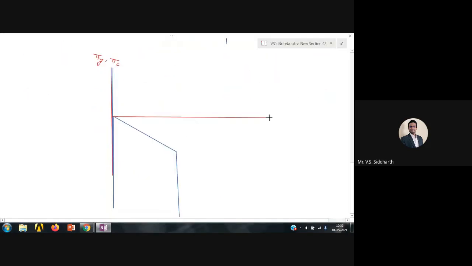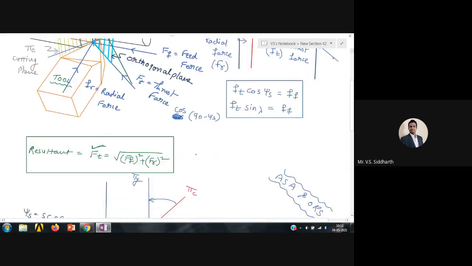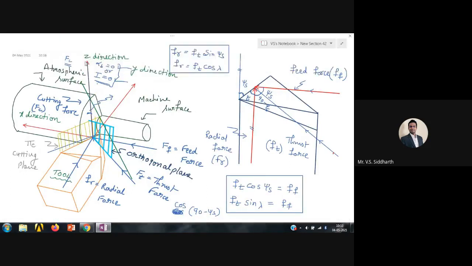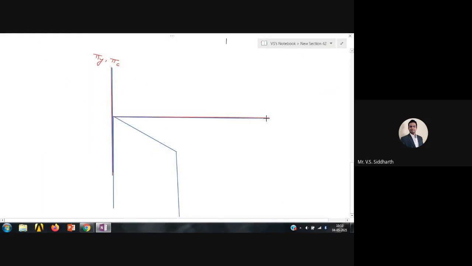Here, the red one is the pi naught plane, and the blue one is the pi x plane. Pi x plane also becomes the same. So they both are coinciding with one another. So this will make the force analysis even simpler. Okay, so this is also pure orthogonal.